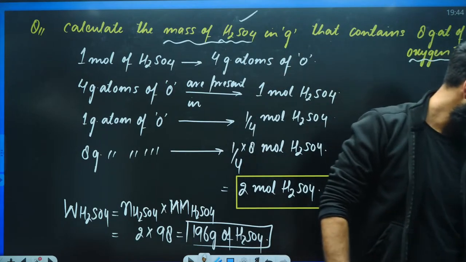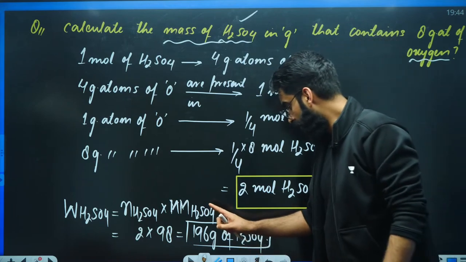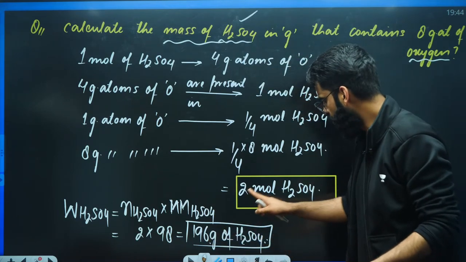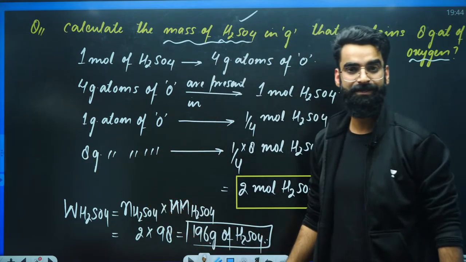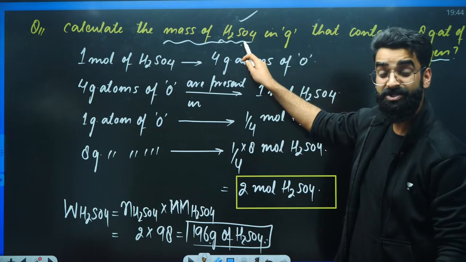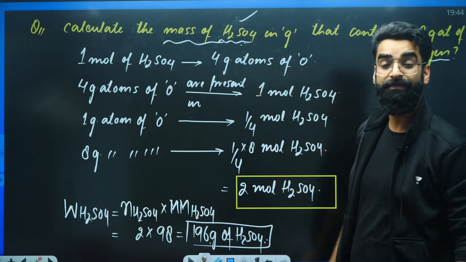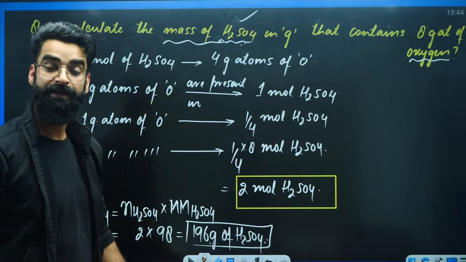So I got to know 196 grams of H2SO4, or you can say 2 moles of H2SO4, contains 8 gram atoms of oxygen. That's something which you were supposed to calculate. You were supposed to calculate that mass of H2SO4 which contains 8 gram atoms of oxygen. That's something which we did.